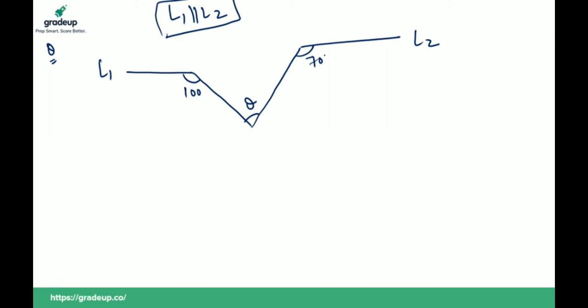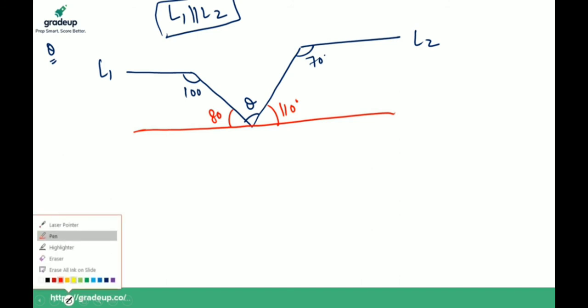Now listen carefully. First of all, we have to draw a line parallel to L1 and L2. If this is 100, this should be 80. If this is 70, this should be 110. And there is some mistake in this question, sorry.